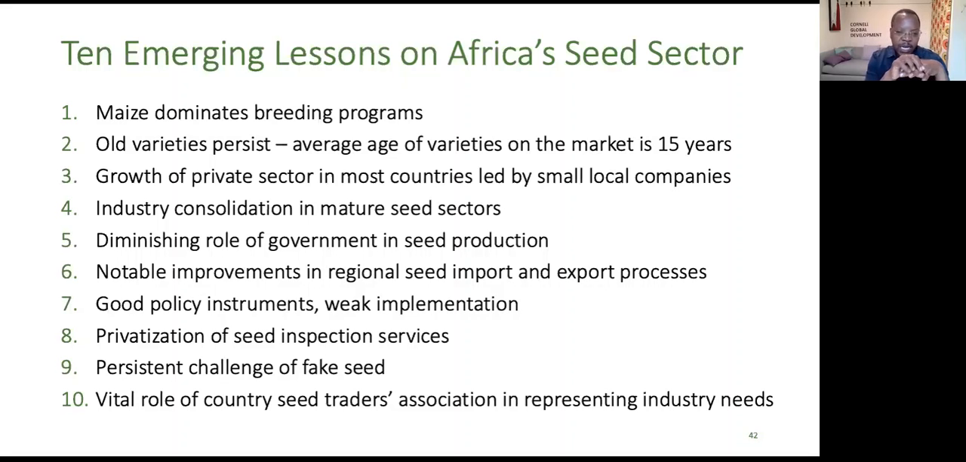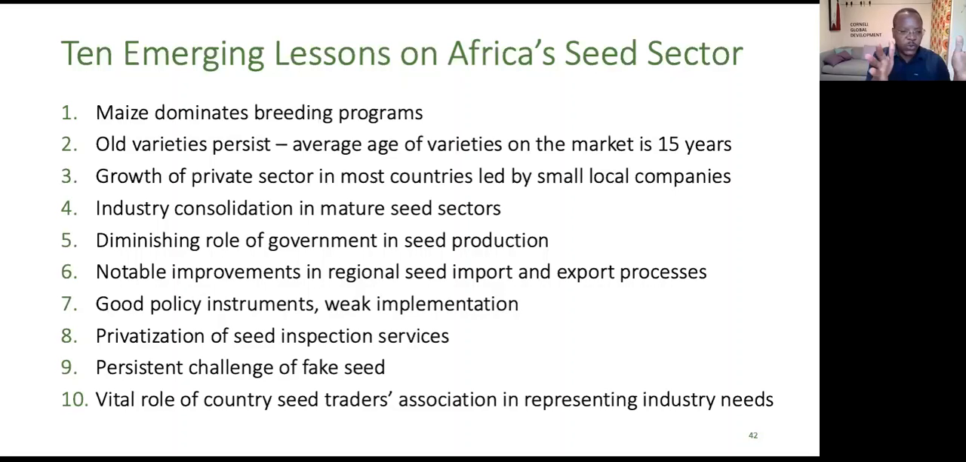And something that keeps me awake is this persistent challenge of fake seed. It has become very, very easy to go out there on the market and produce something that looks like seed and sell it to farmers. And farmers only find out in a few months that this technology is not what it promised to be. This can be very, very detrimental, and we're trying to encourage governments to invest in addressing the challenge. We also see a vital role for seed trade associations in representing the industry, especially in terms of engagements with government.